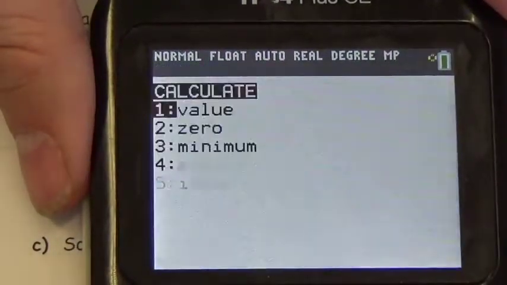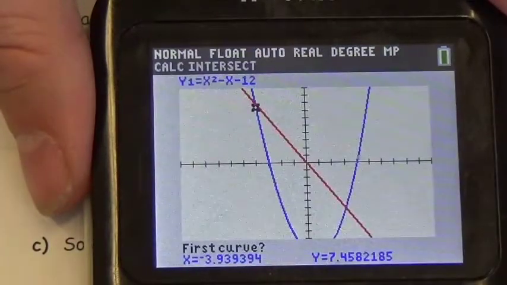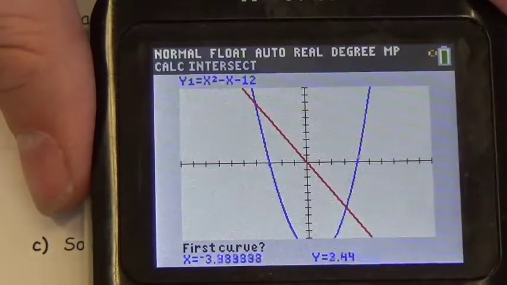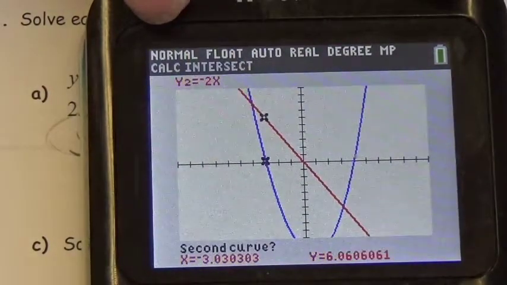So, second trace. Again, to get into the calculate menu, go down to intersect. Now it's asking for the first curve, second curve. Now watch, just so you understand exactly how this works. Am I on the first curve? Yes. Am I on the second curve? Yes.